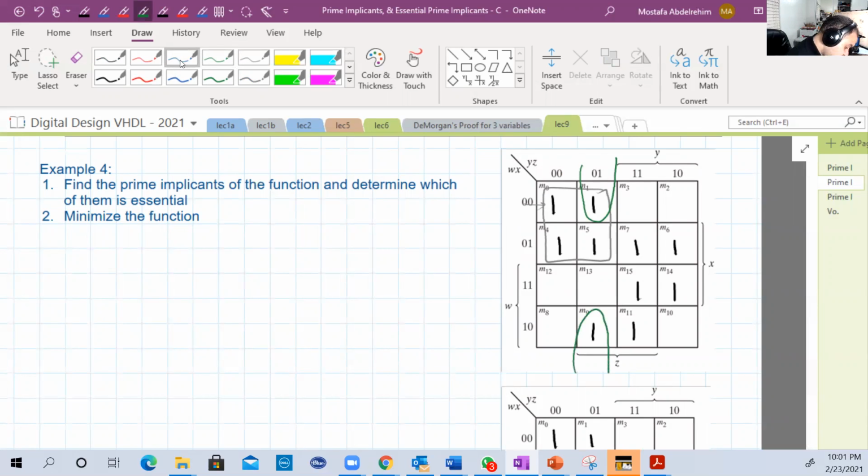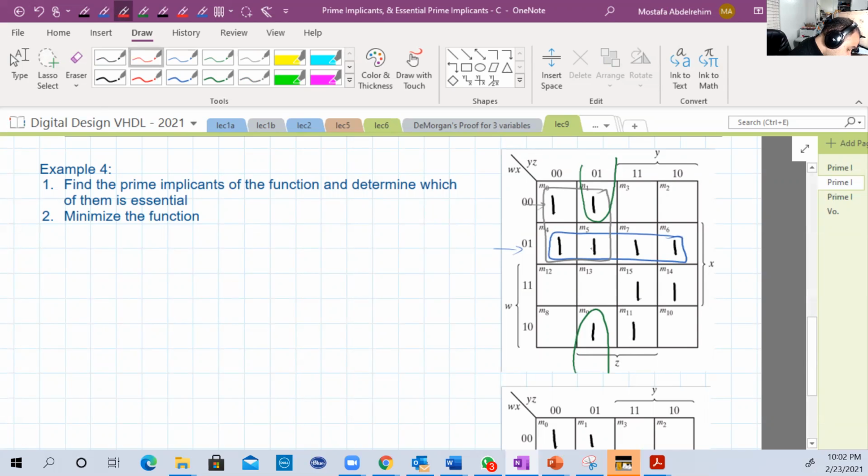Okay, the second row. This one belongs to the gray group and these four together. So we have now the gray prime implicant, the green prime implicant, and the blue prime implicant. And it's clear now that the gray prime implicant is essential.